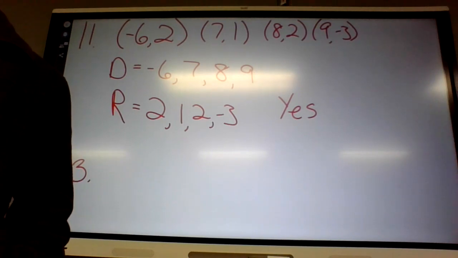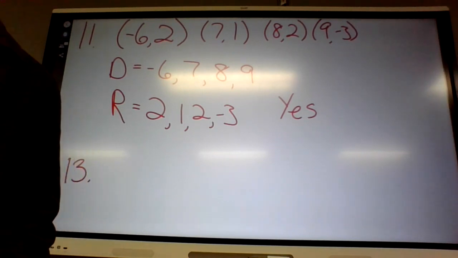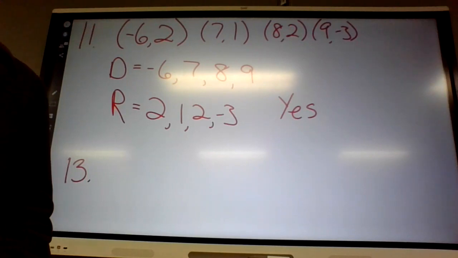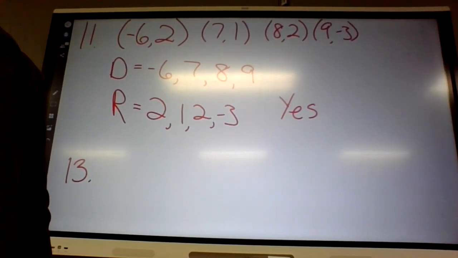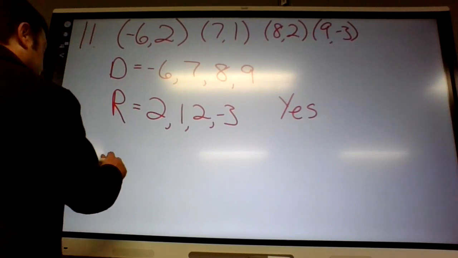13. On 13, it's find the inverse, but we don't have to graph this time. But it is an x squared one, so it's kind of like number 10. No, just no. 9 and 10 are the only graphs so far. 13, f of x equals x squared minus 8.